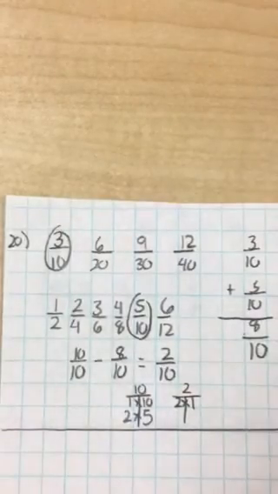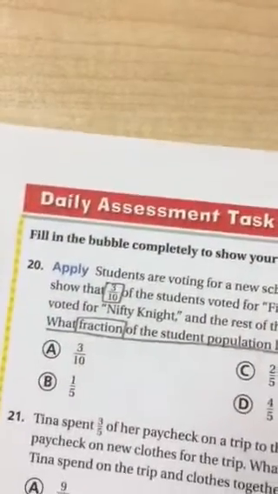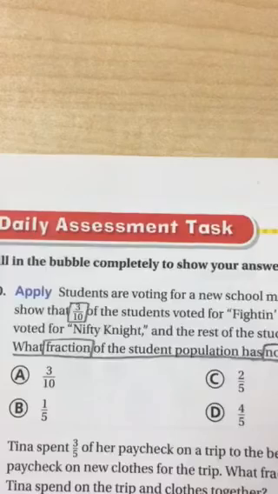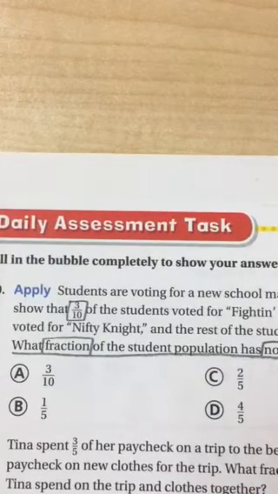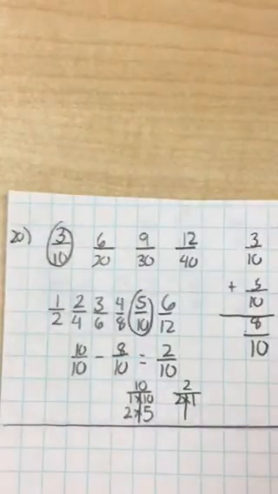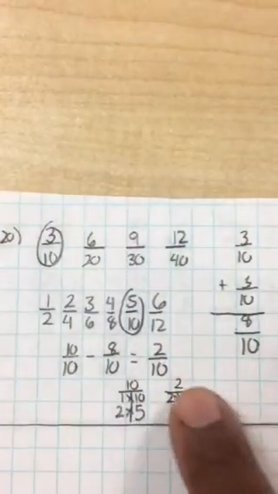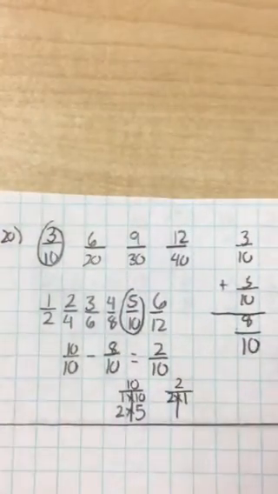And I want you to notice that 2/10 is not an answer choice. They try to trick me and give me 3/10. But 2/10 is not an answer choice, and here's why. The reason it's not an answer choice is because this 2/10 has to be simplified.